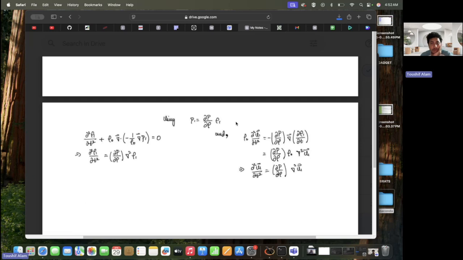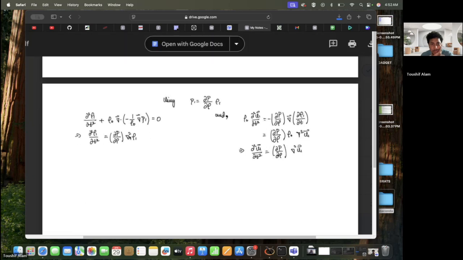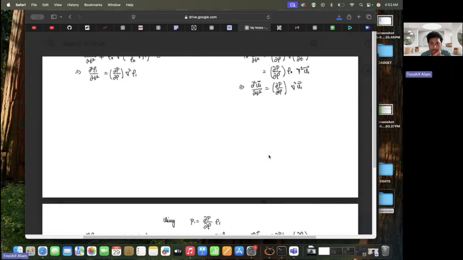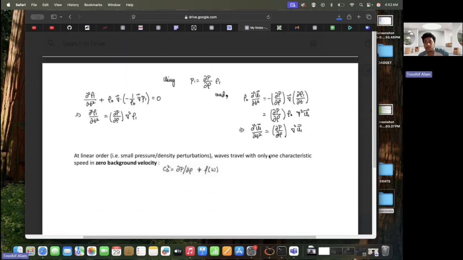Using P1 is equal to del P by del rho times rho 1, so you get this: del squared rho 1 by del t squared equals Cs squared grad squared rho 1, the small oscillations equation. Similarly for this we get this. So at linear order, small pressure and density perturbations always travel with only one characteristic speed and zero background velocity. Cs squared is equal to del P by del rho, which is not a function of omega.